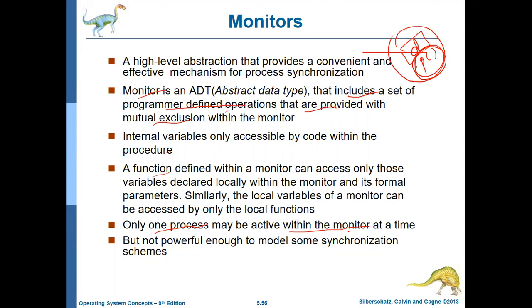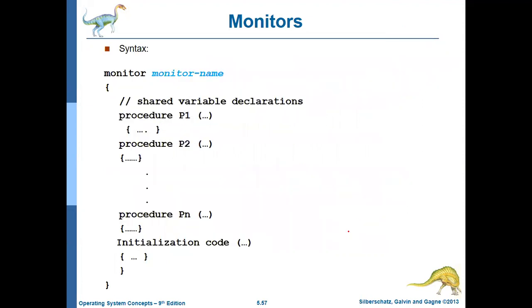So this is one of the conditions: local variables can be accessed only by the local functions. So nobody else can operate on them. They have to come inside the monitor to access anything. And the second thing is that only one process can be active within the monitor at a particular time. So it's better than the other synchronization schemes that we learned.